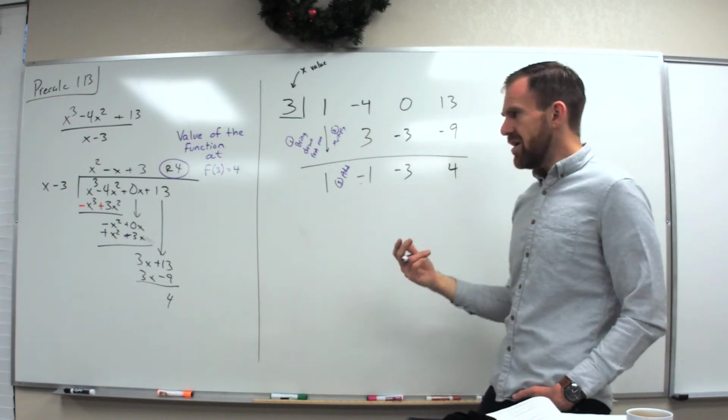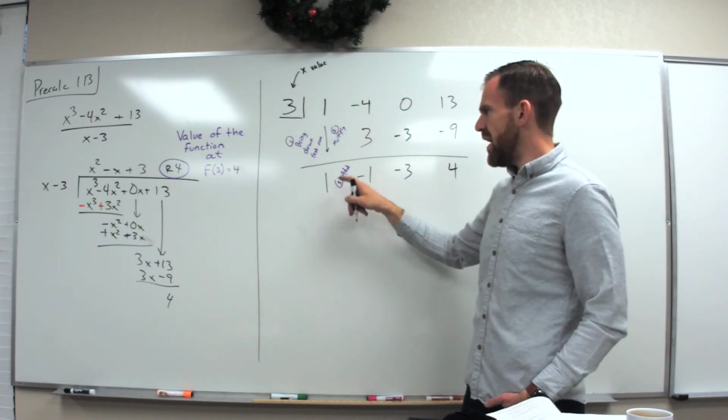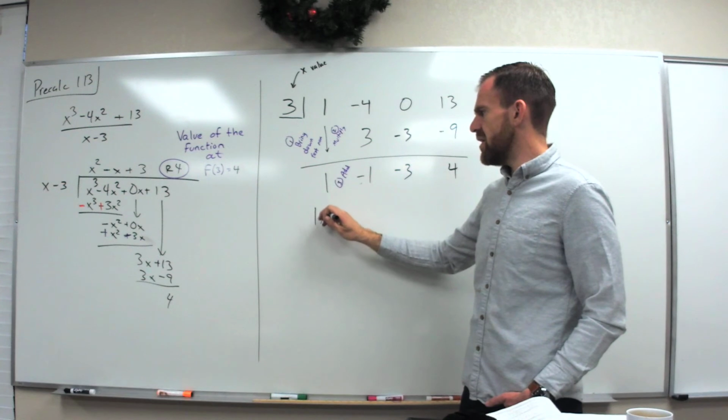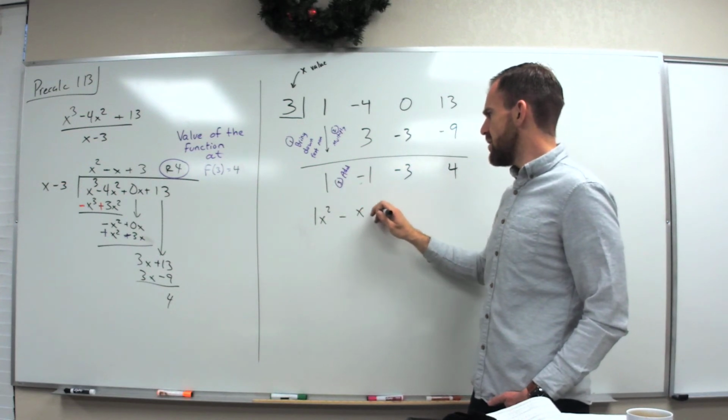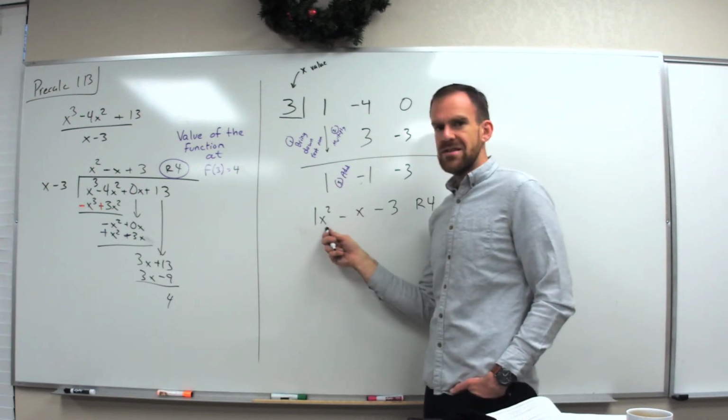So my answer is, and we're not surprised, we started with an x cubed. If we divide by x, we're going to get 1x squared minus x minus 3, remainder 4. How do you know that it's x squared?